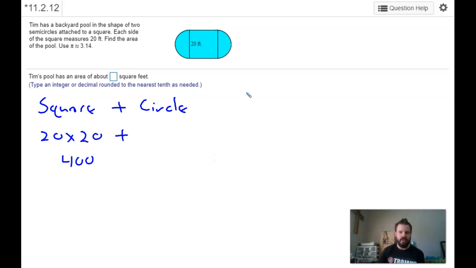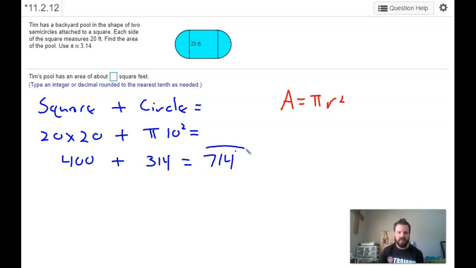Okay, area of the circle, we know circles, again, are A equals pi r squared. So what we'll do is we'll go pi times the radius, which will be half of this 20, a 10 squared. I'm going to calculate that out. And again, it said use 3.14 for pi, so I'm going to say 3.14 times 10 squared. I suppose I could do that in my head, 314. And when I add the two of those together, 400 plus 314 is going to be 714. Okay, so that'd be what I'd plug in for that.